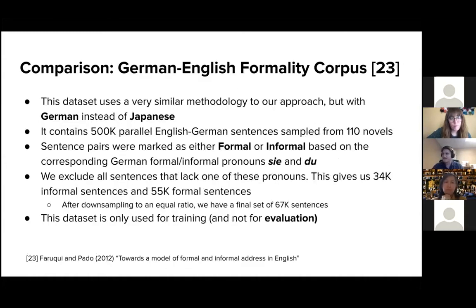The third dataset is an interesting one. There's actually been previous work done on something approximating our work, but with German. German has formal or informal register, but it's only present in the second person pronoun, so the word for you. In this dataset, there are 55,000 formal sentences, and we downsampled to get 67,000 sentences across both registers.